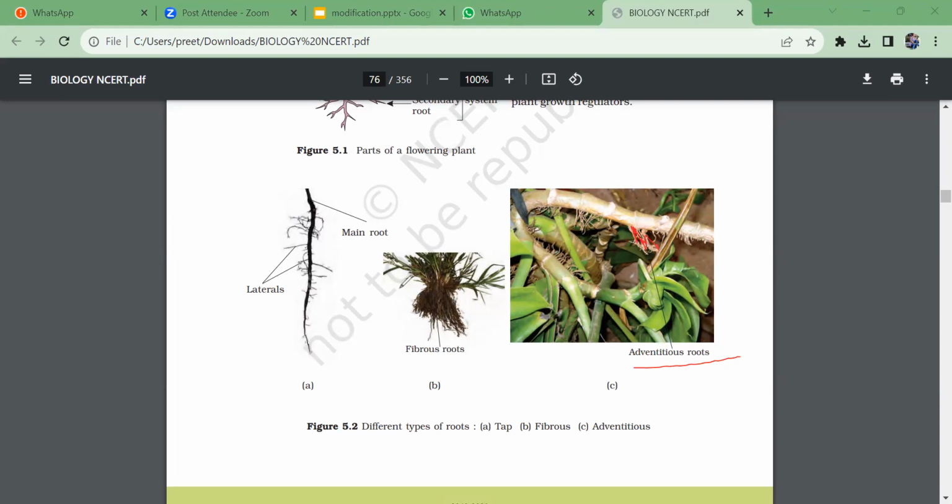Understood the difference? This also is produced from the stem, but it is underground, so it is fibrous. If it is coming from the aerial part of the plant, then it is adventitious. Did everybody get this? Christabel, do you need to say anything? Do you have some doubt? No, ma'am. You understood adventitious and fibrous now properly? Yeah. Okay. What about others?